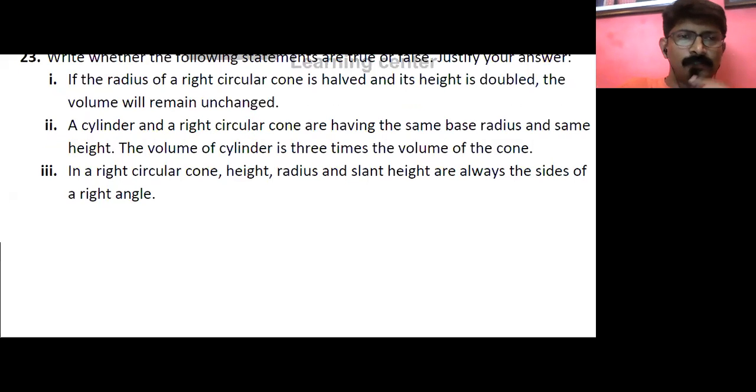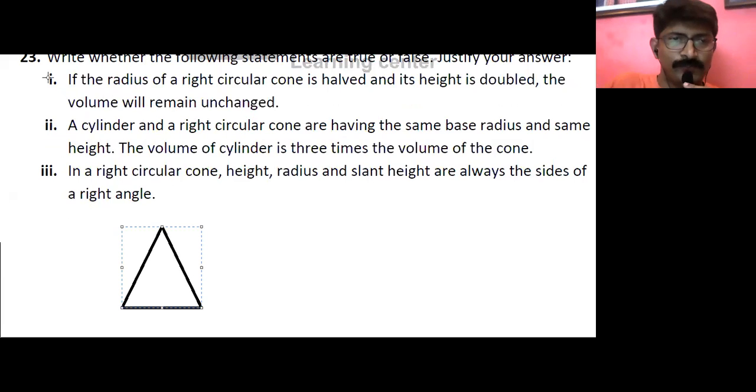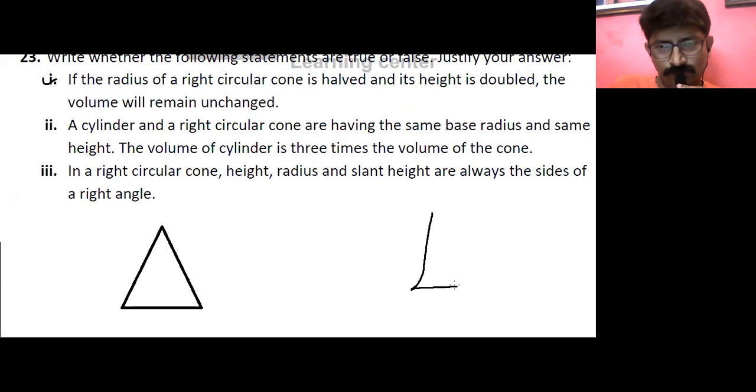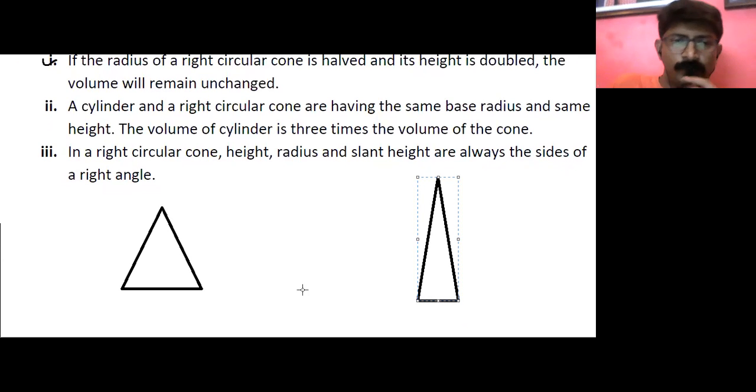Look at this. The radius of the right circular cone is halved. So there are two cones. The first cone is something like this. We're just solving the first part, students, please understand. I'm not solving all of 1, 2, 3. If the radius of the right circular cone is halved and the height is doubled, it will become a little taller. So let's see what happens.